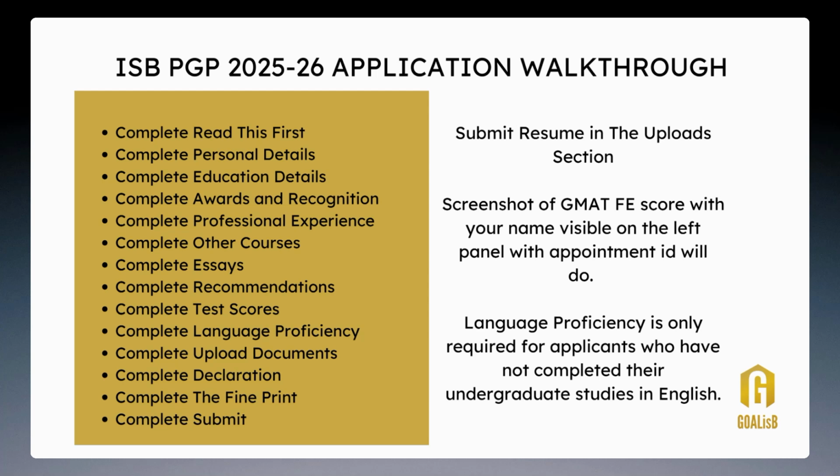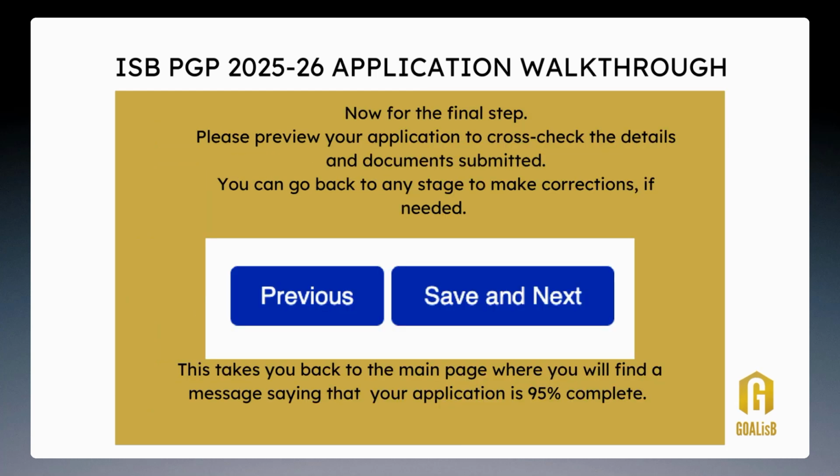When you are completing the submit section, this is the final step. At the bottom of the page you will have two buttons: previous, and save and next. When you click save and next, this takes you back to the main page where you will find a message saying that your application is 95% complete. That means the application that you have filled in is complete. You can always cross check, make edits and then go ahead with the rest of the submission process. The payment link will not appear just yet.